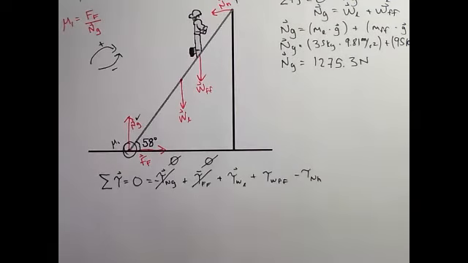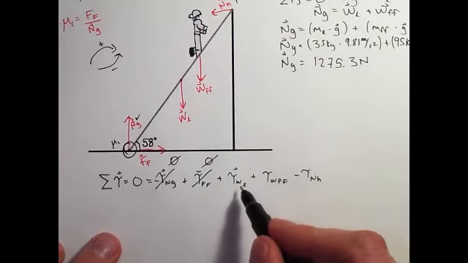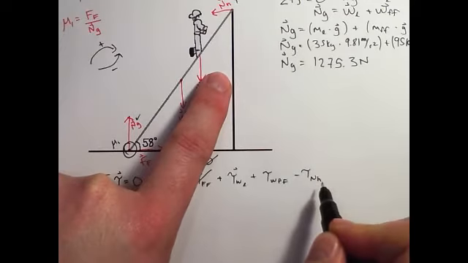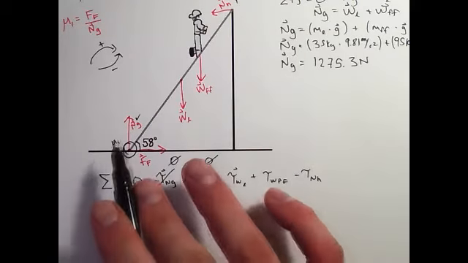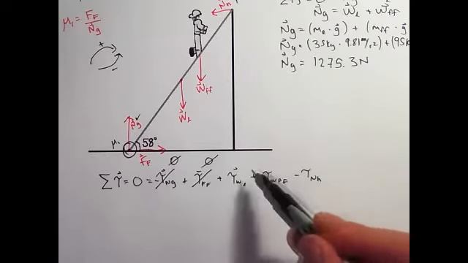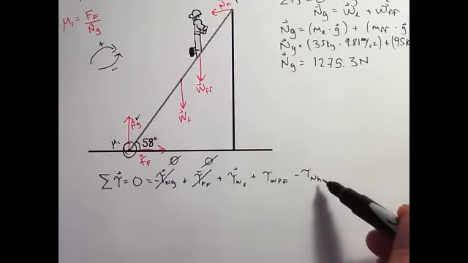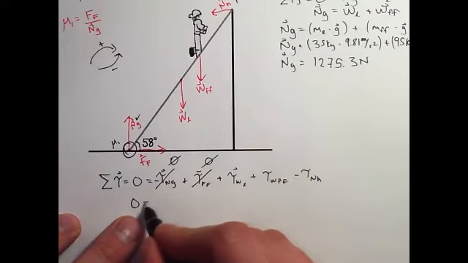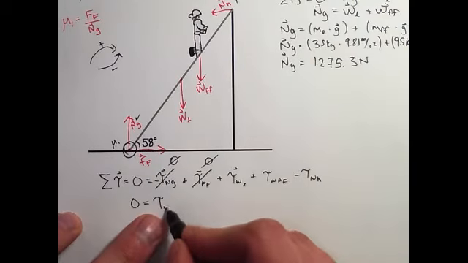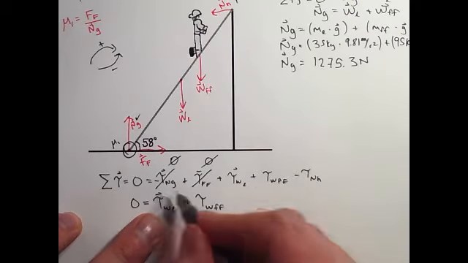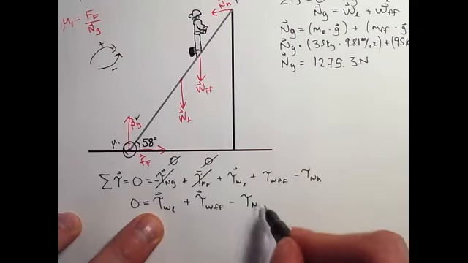So we only have to worry about the torque because of the ladder, the torque because of the firefighter, and the torque because of the house. Those two don't matter, so we're down to 3 forces. I have everything I need for these 2 torques, and the only thing I don't have is the normal force of the house. So rewriting it, I have 0 equals the torque due to the weight of the ladder plus the torque due to the weight of the firefighter minus the torque from the normal force of the house.